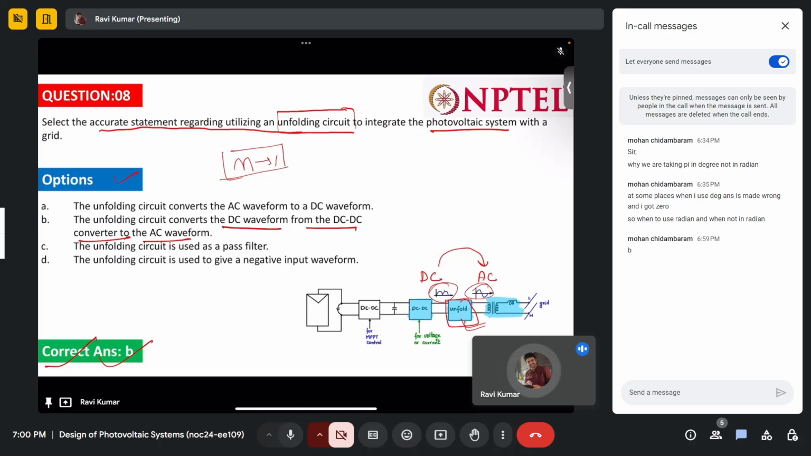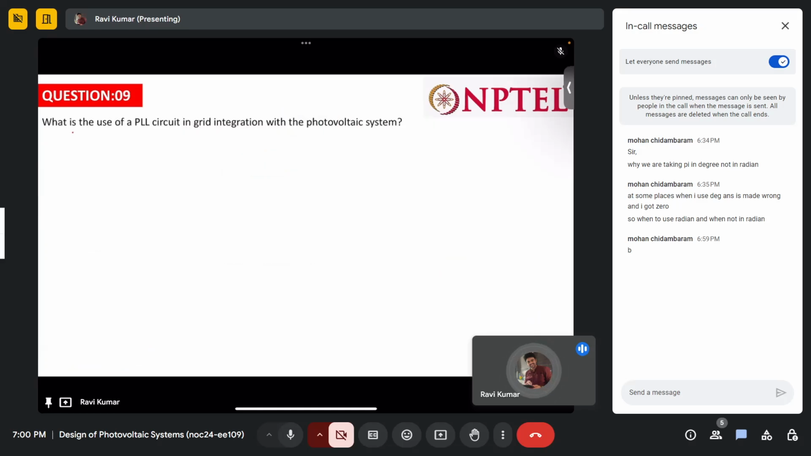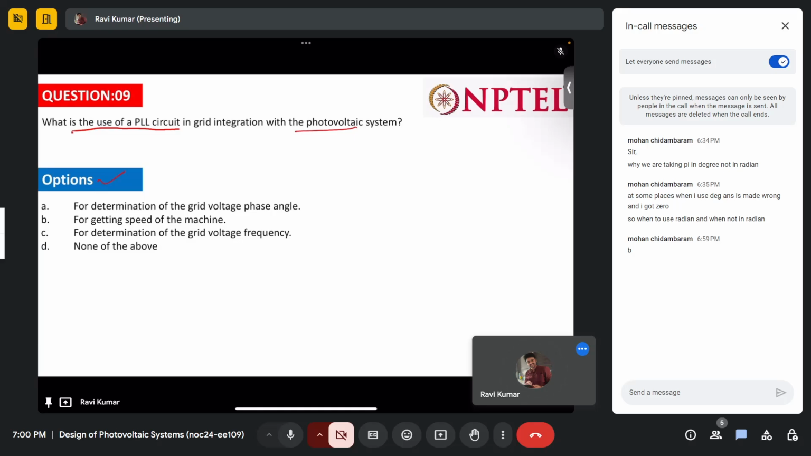Let's move to the next question. What is the use of the PLL circuit in the grid integration with the photovoltaic system? And these are the options. PLL, that is the phase lock loop.